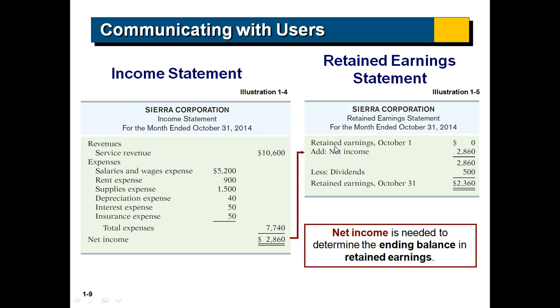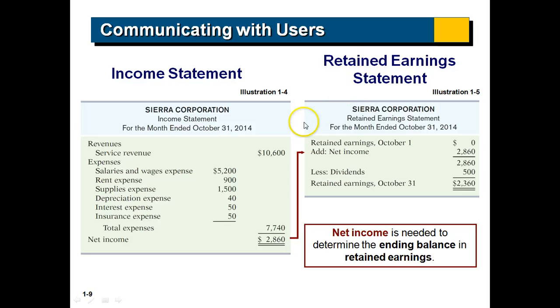So retained earnings start with what we had at the beginning of the period. In this case, it's for the month of October. So at the beginning of October, the company had not retained any earnings. We add in this month's earnings, or net income, $2,860. We subtract dividends, which are a distribution of earnings. So we're going to pay $500 of the earnings to the shareholders, and we will end up with ending retained earnings of $2,360.